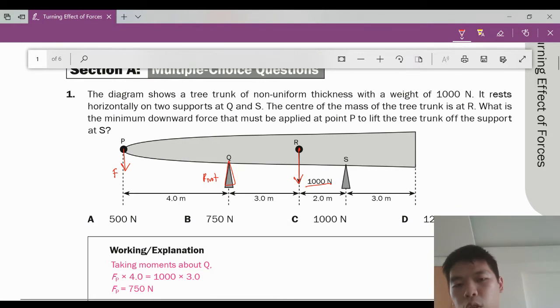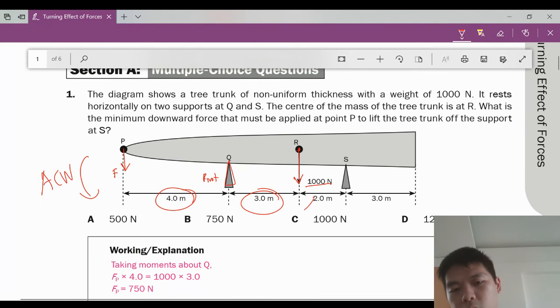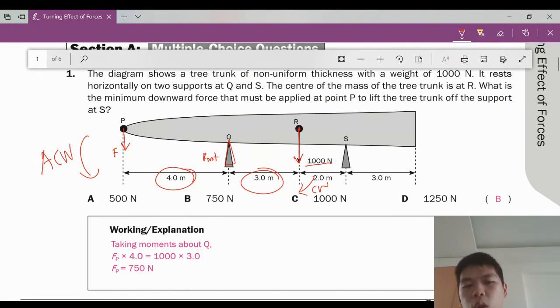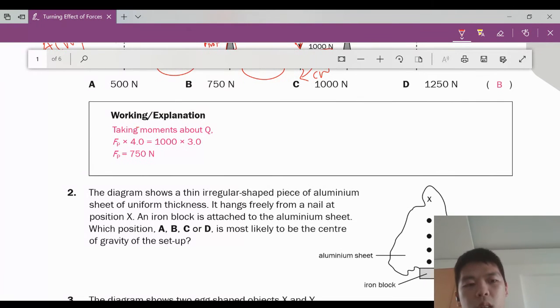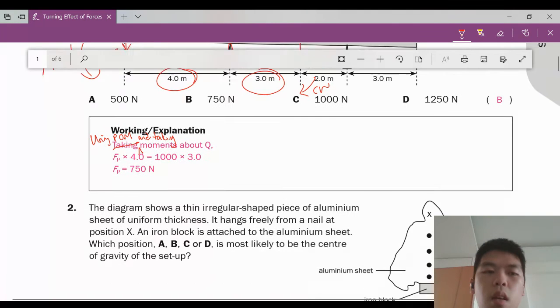So you can see there's one force on R, which is 3 meters away, and there's one force F here that is 4 meters away. This gives an anti-clockwise moment. This gives a clockwise moment. So that itself tells us that this is the principle of moments. So they want you to find F. So taking moments about Q. So instead of just writing this, you want to write down the formula that you use. Using principle of moments and taking moments about Q, we can calculate the clockwise moment and anti-clockwise.